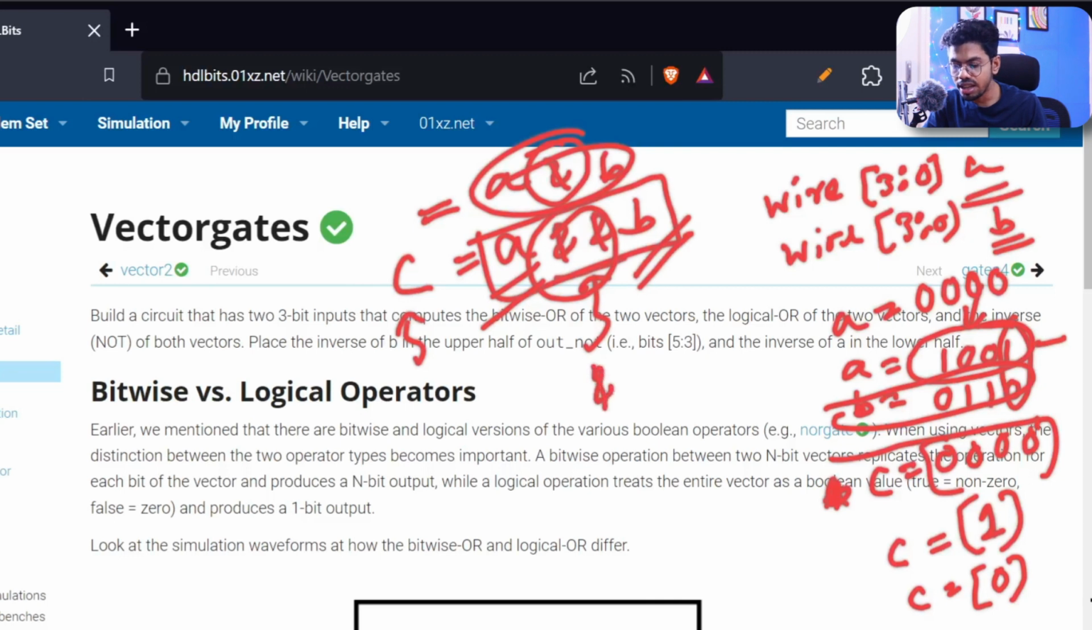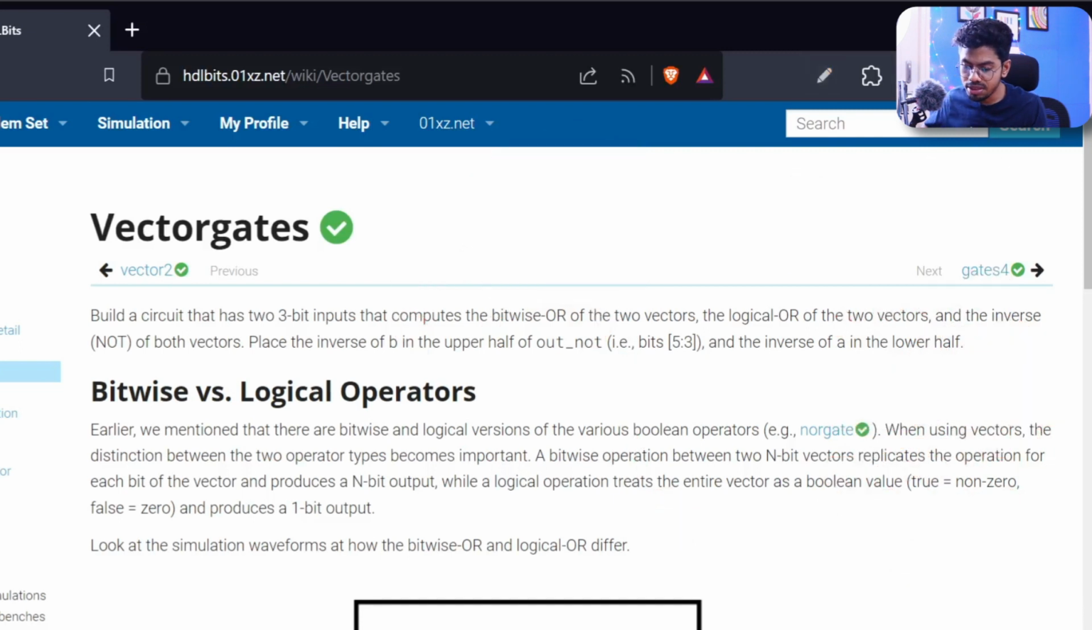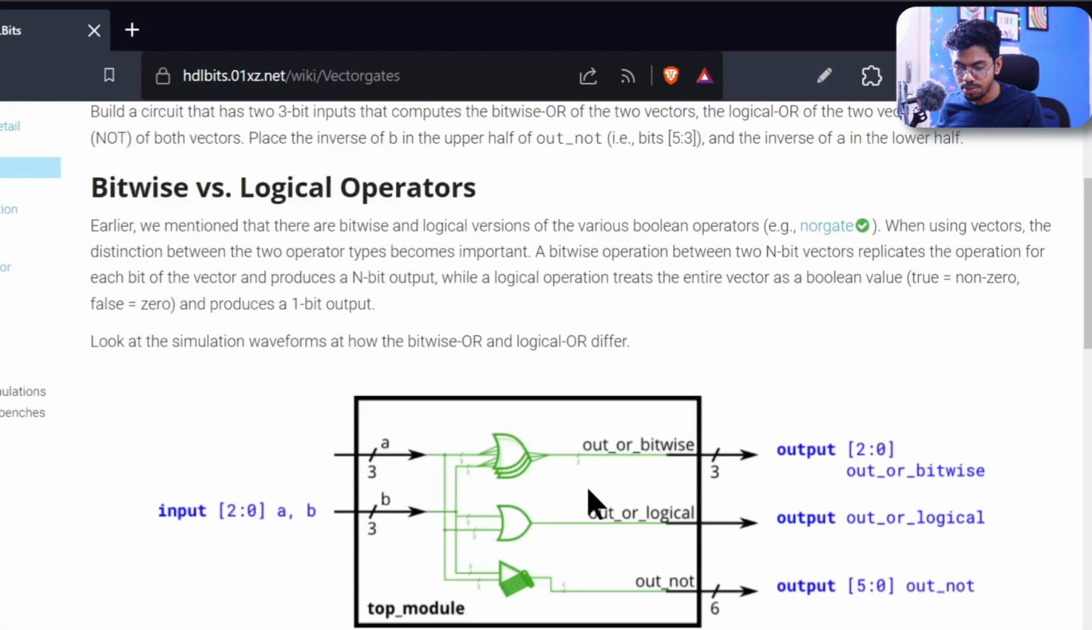And I have taken an example of AND and logical AND, but it's true for OR also. So if I use only one this symbol, then it's a bitwise OR. If I use it twice, then it's a logical OR. And the same thing actually they are explaining here.